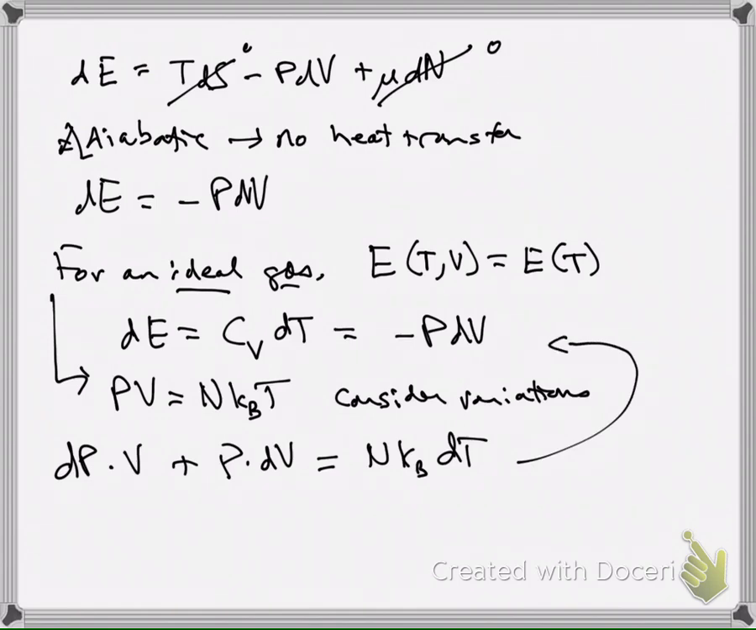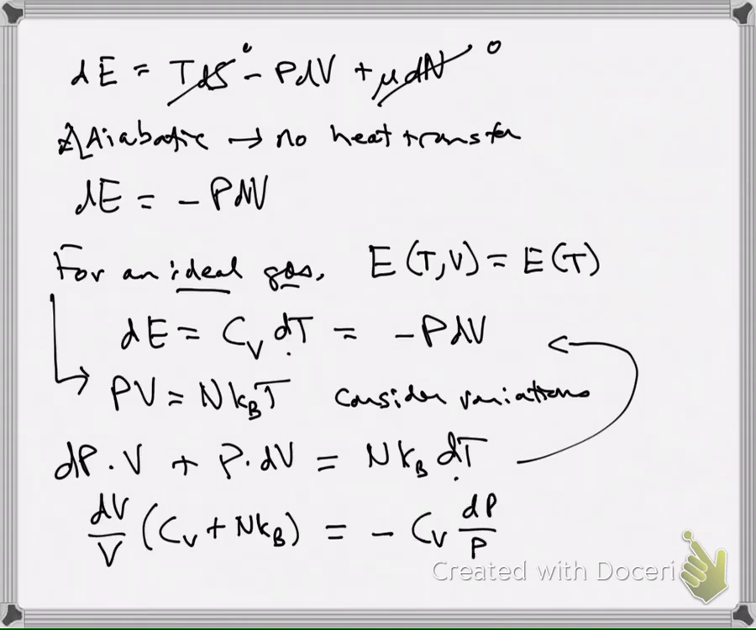So if I substitute this up in here and we rearrange terms, what are we going to find? When we do a little bit of algebra, we are going to find dV over V times C_V plus N k Boltzmann. So all we've done is group the dT terms, this one and that one. And we're going to say, if we just rearrange things a little bit, we're going to get minus C_V dP over P, right? So this is an interesting differential equation here.